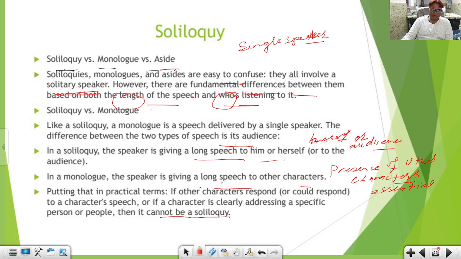Okay, so in the case of soliloquy, the speaker must be alone, uttering a long speech to himself or herself, or sometimes the audience, but unaware of the fact that the audience is listening. But here in monologue, the character is aware of the presence of his fellow characters, and before them he speaks and utters his speech. So that is the basic difference between a soliloquy and a monologue. So take a screenshot, and I think that you will be clear with this.